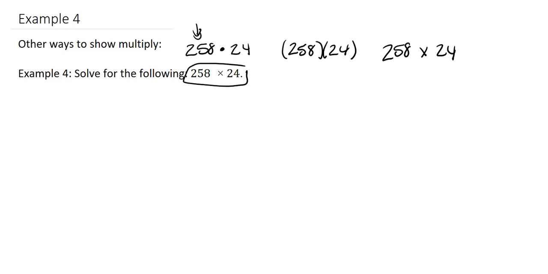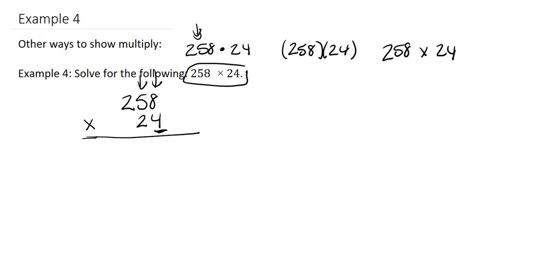Now let's do the problem. So we have 258 times 24. Notice that we lined up our ones together, we lined up our tens, and then we just have our 100. Now notice this does not end in a 0, so we can't do our trick. So we're going to have to multiply it out, all the way out.